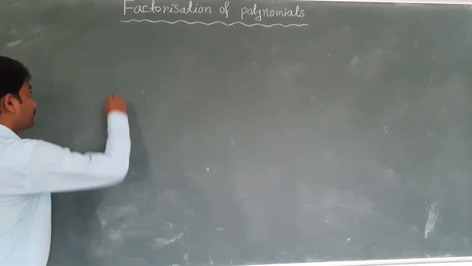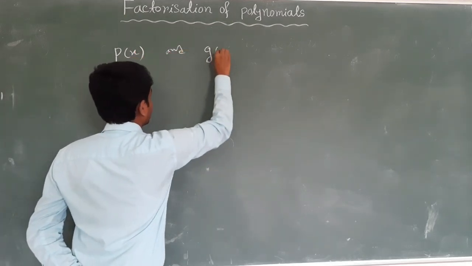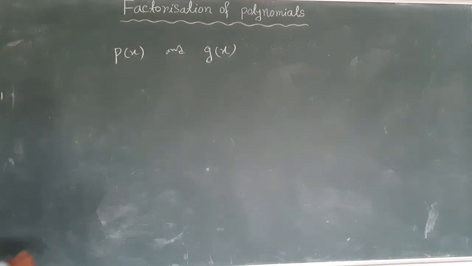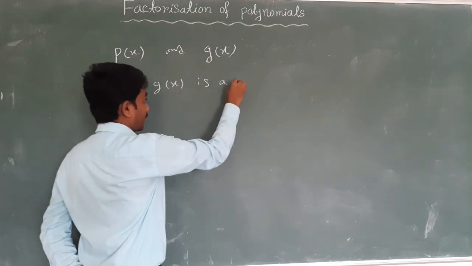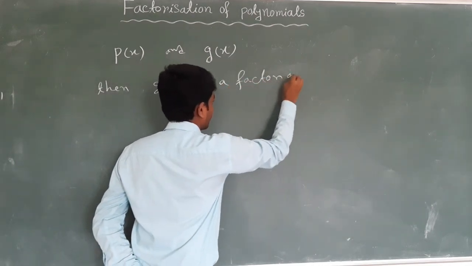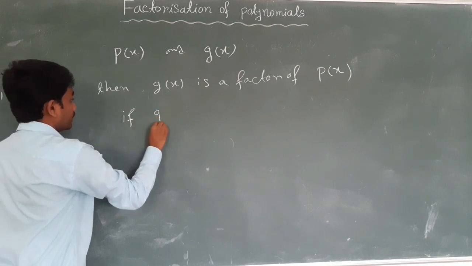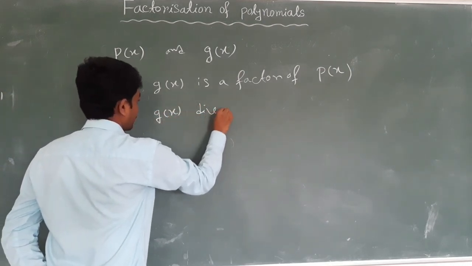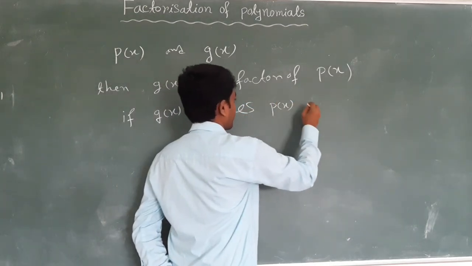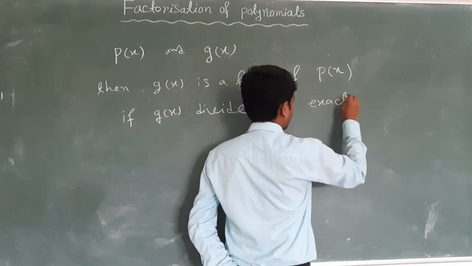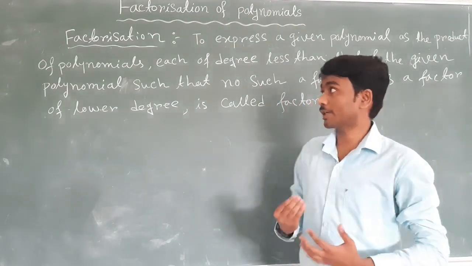Two polynomials p(x) and g(x), then g(x) is a factor of p(x) if g(x) divides p(x) exactly. Now we know what is factorization.